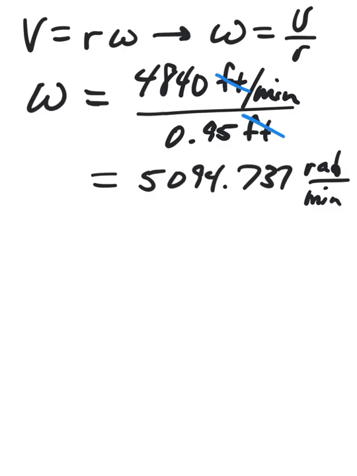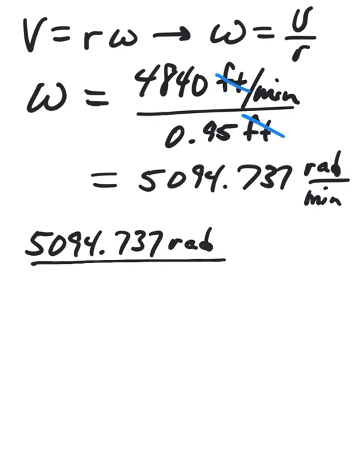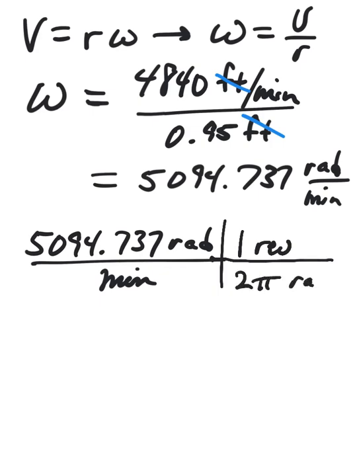To change this angular velocity into revolutions per minute, or RPM, we're going to convert. One revolution is equivalent or equal to 2 pi radians. Cancel, cancel.